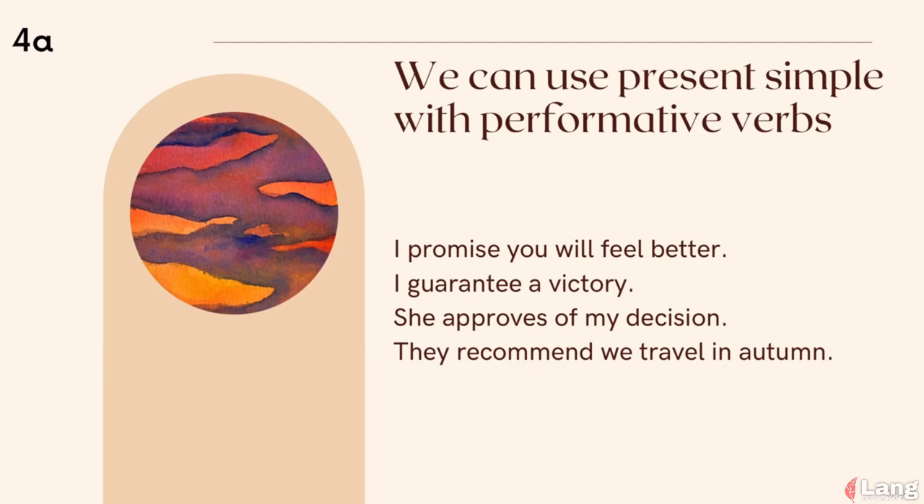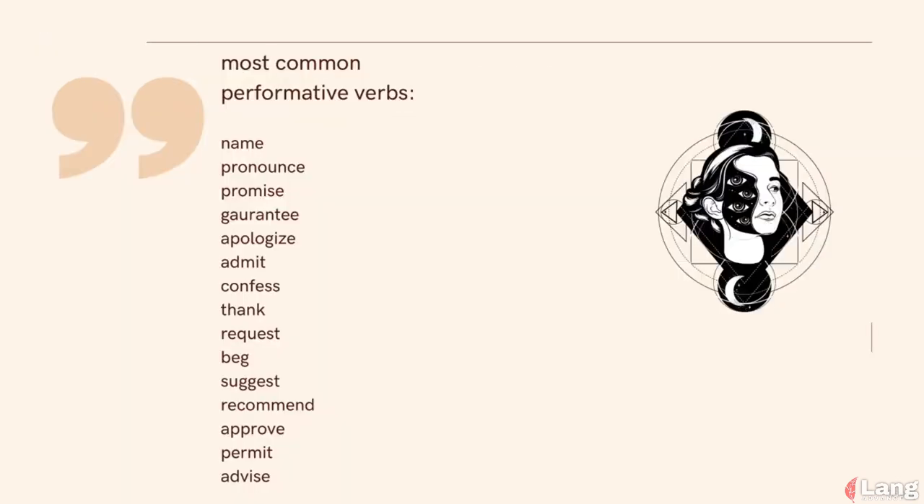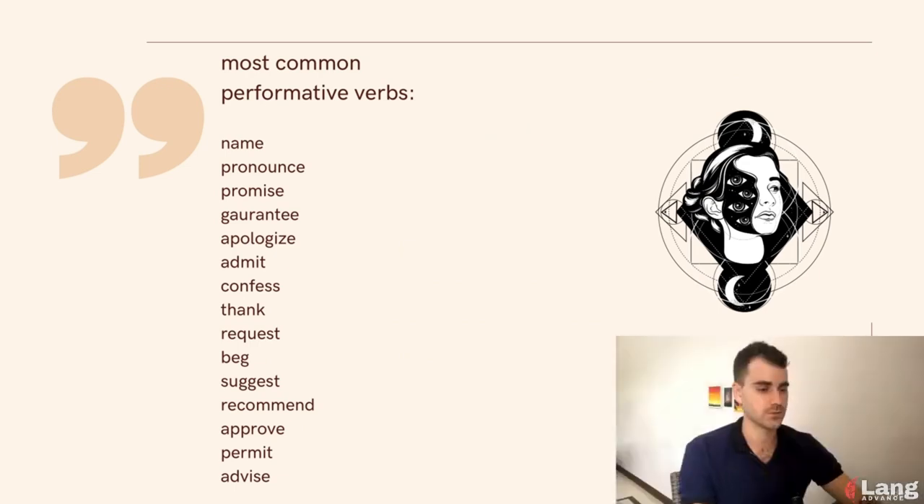So these verbs do not merely describe an action, they perform the action. So it's like, I am promising you will feel better. But we don't use present continuous because promise is a performative verb. We use I promise you will feel better. Like I said, that's kind of a lot to remember. But if you simply remember the list of performative verbs, which I showed you, and remember to use present simple with them, I think you'll be okay.